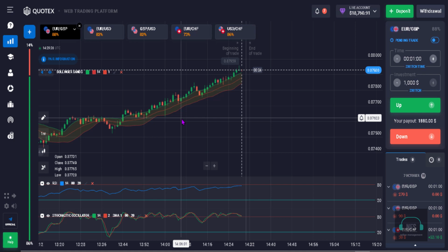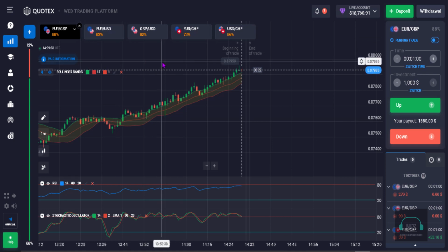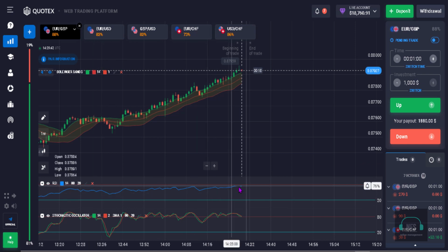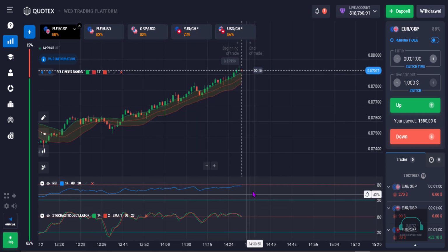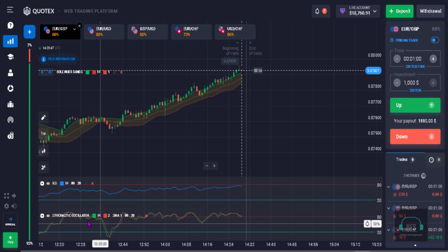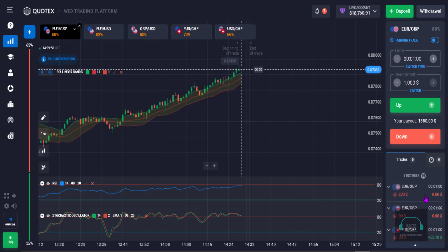This is the best scenario here in Euro GBP by trading binary options. As you can see here, we are in an overbought level of 80 on RSI indicator and also stochastic oscillator. I've placed a few trades, this one out of the money, another one out of the money, and now let's see if we will be able to place here a $1,000 trade in the same direction.